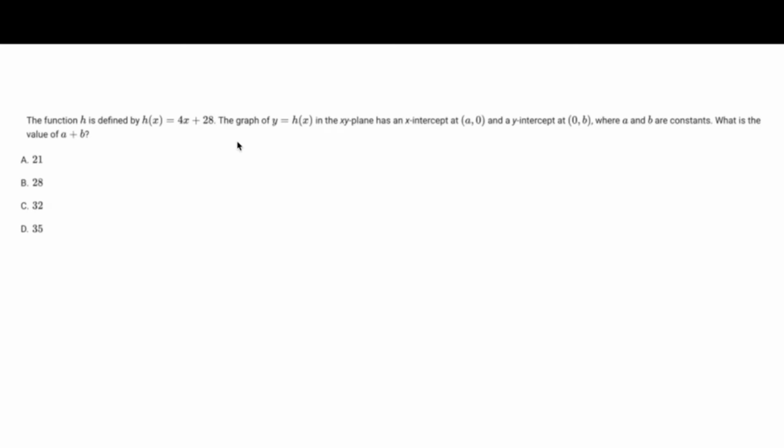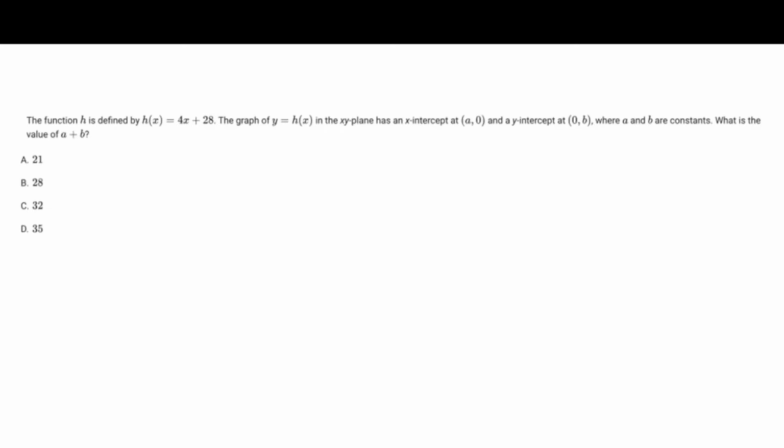The function h is defined by h of x equals 4x plus 28. The graph of y equals h of x in the xy-plane has an x-intercept at (a, 0) and a y-intercept at (0, b), where a and b are constants. What is the value of a plus b? All right, so first off, you guys can just plug this equation into Desmos, find the x and y intercepts, their corresponding x and y values, and then add them together, right? But we don't want to endorse becoming reliant on Desmos, so let's just solve this algebraically for fun.